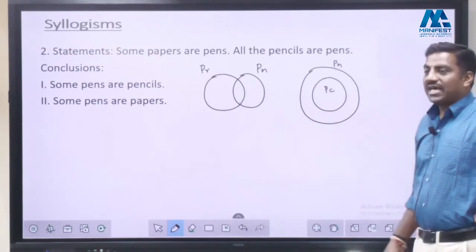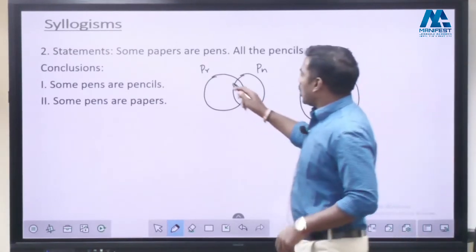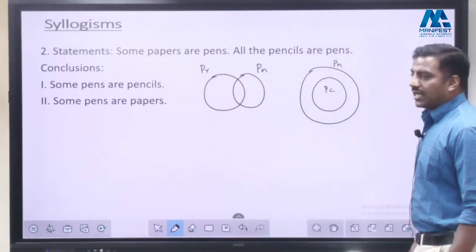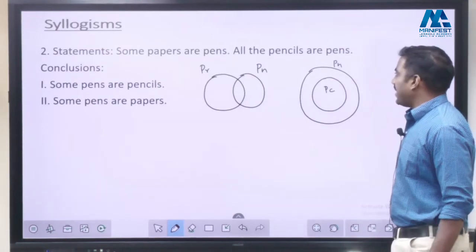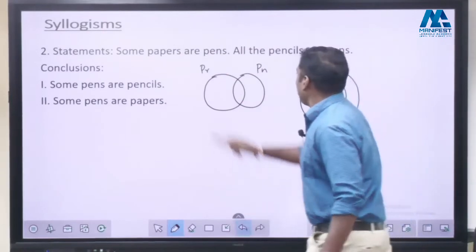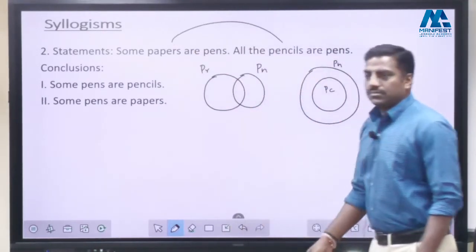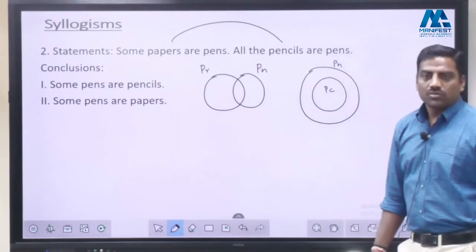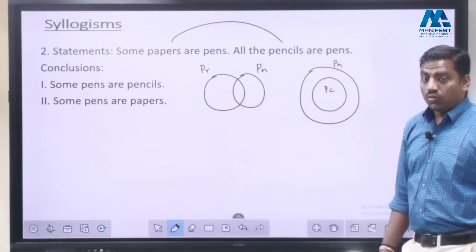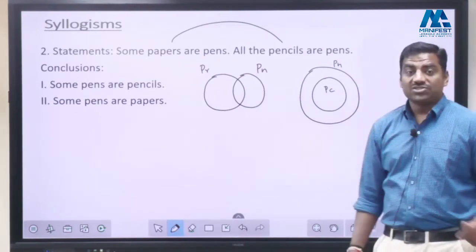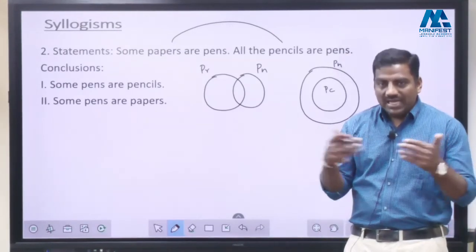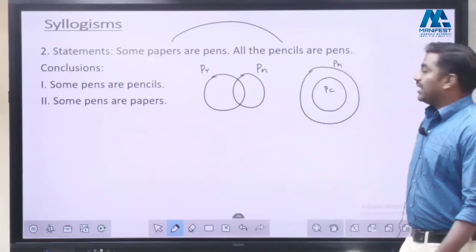Now we have to club these diagrams. See, there is a logical relation between paper and pen, and there is a logical relation between pen and pencil. But between paper and pencil, there is no logical relation. Yes or no? So whatever statements they give with respect to papers and pencils, we have to be extra careful. In most of the cases, there will not be any conclusion between paper and pencils.